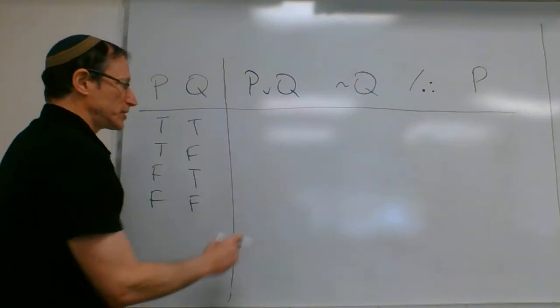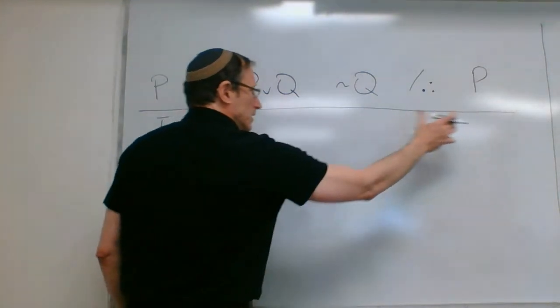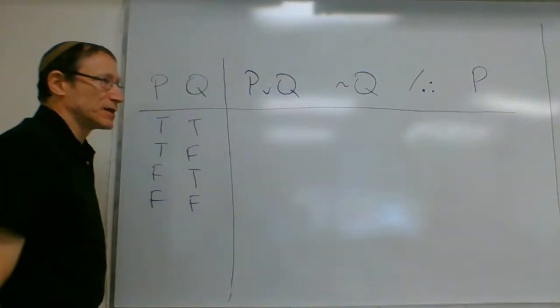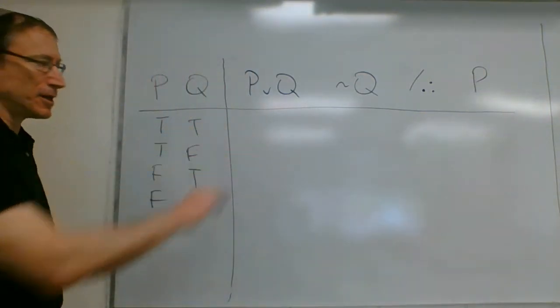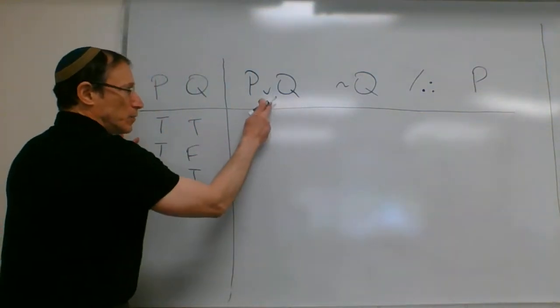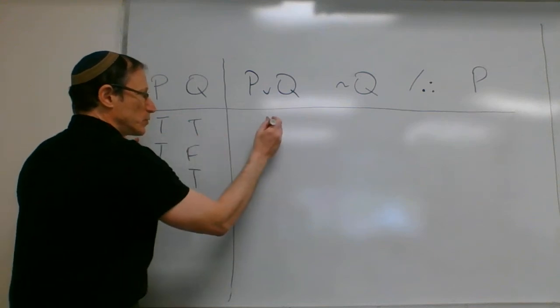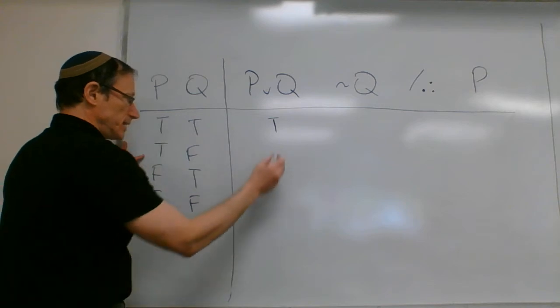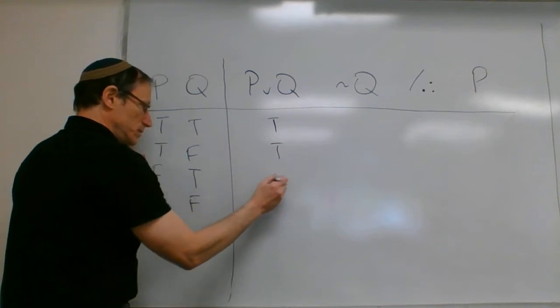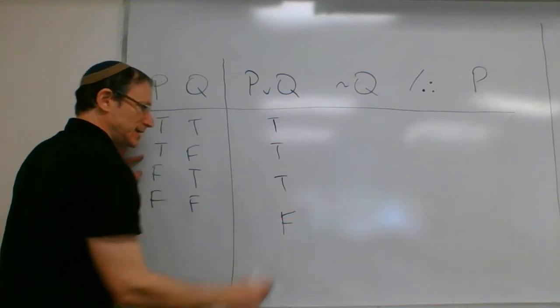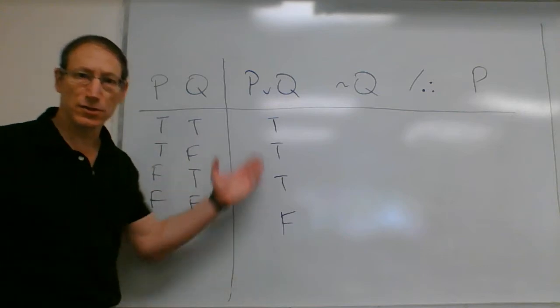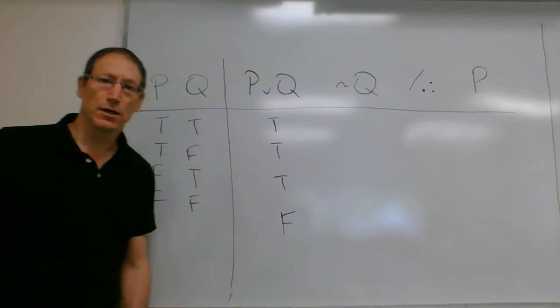Now I'm going to do a truth table for each of these formulas separately, but keep them on the same line. So for example, what is P or Q here? When P and Q are both true, the wedge is true, right? It's going to be true, true, true, and only false on the last line. How do I know that? That's just the definition of the wedge, okay?